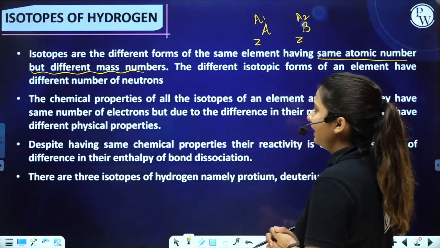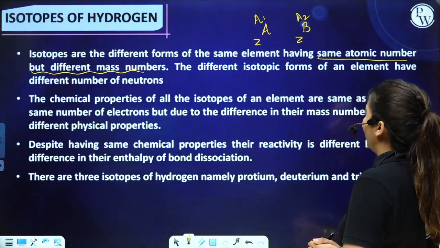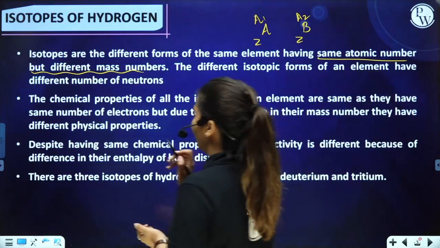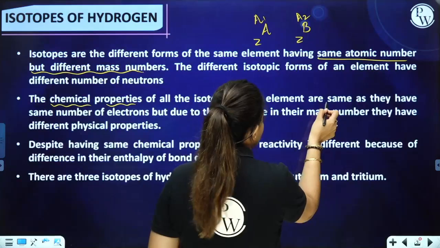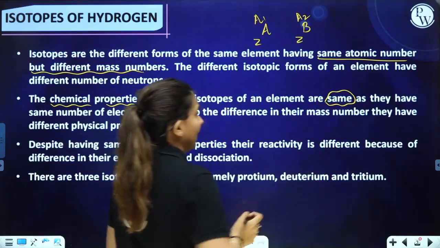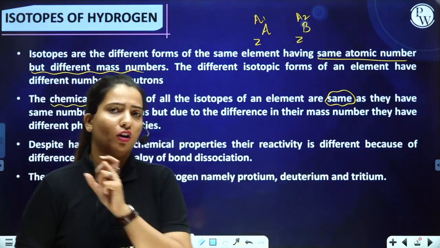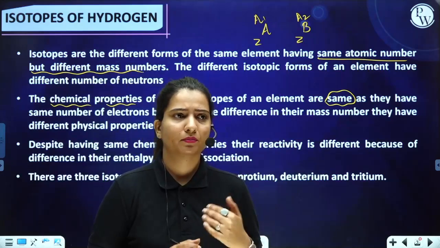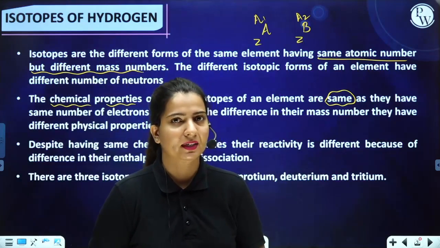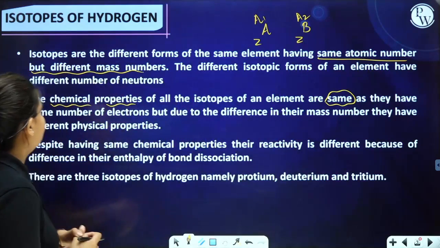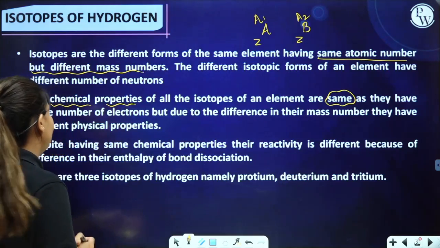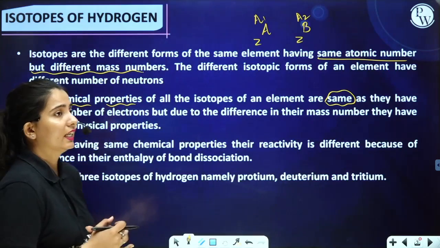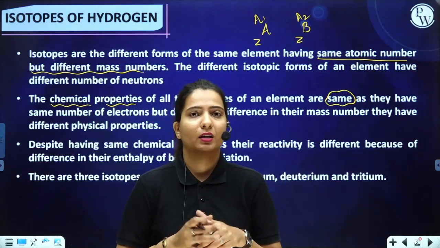The chemical properties of all the isotopes of an element are same, okay? So you have to remember that the chemical properties of all the isotopes are same. This can be asked with options like same, different, maybe same, or any other option. So you have to remember this. They have the same number of electrons, but due to the difference in their mass number, they have different physical properties. Now the reason can also be asked that why their chemical properties are same.